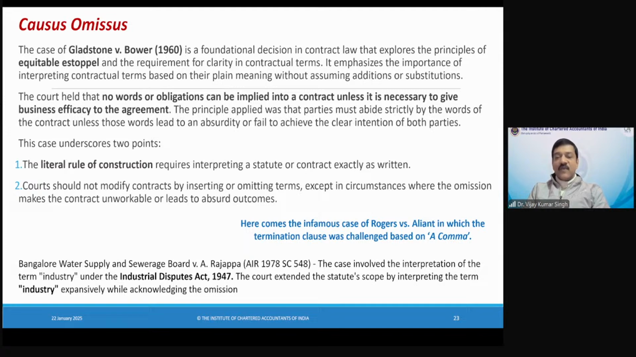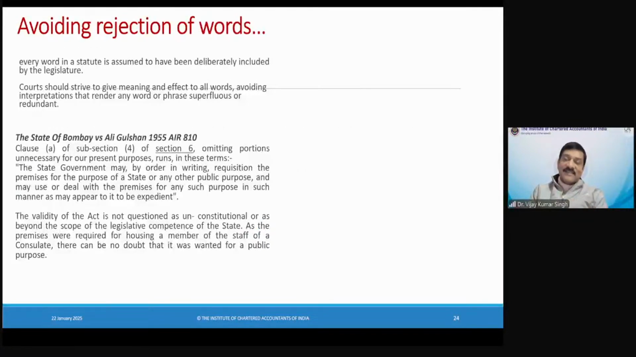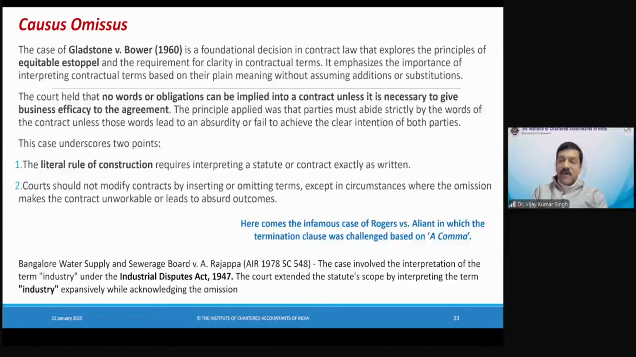Here, there is one infamous case of Rogers versus Alliant, and I would suggest that you read this particular case, quite an interesting one, where the termination clause was challenged based on a comma. In this, a million-dollar contract was contested on the basis of a comma. So a comma even in a document can make the interpretation different.